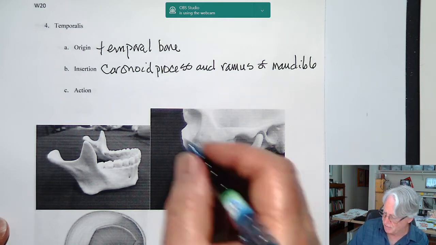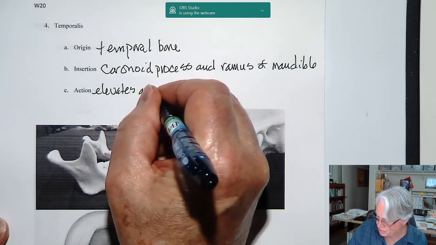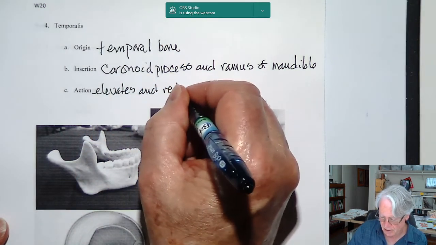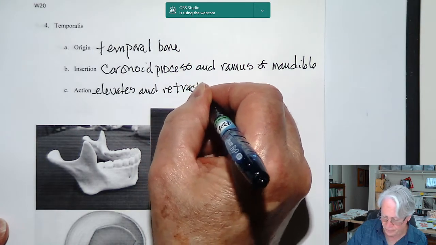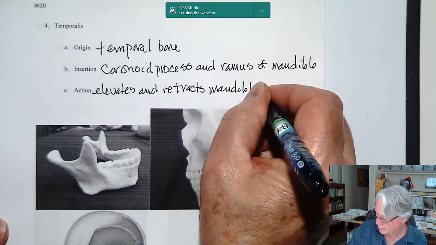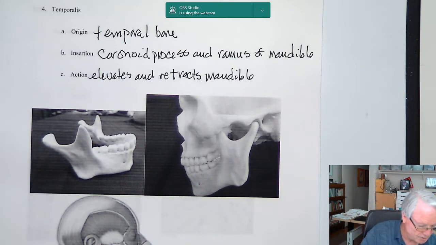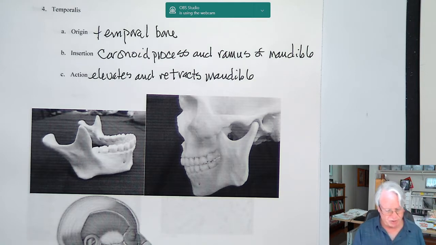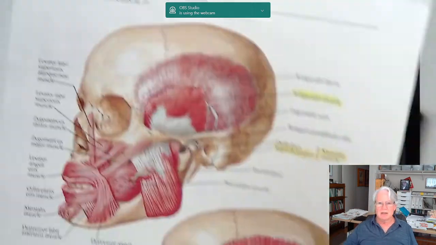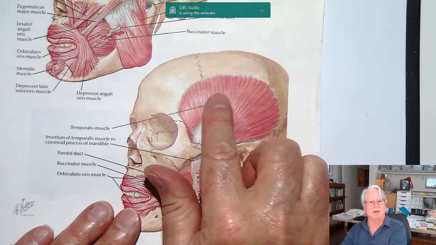And the action is elevates and retracts the mandible. Elevates and retracts the mandible. Okay, so let me get a couple of good pictures of that. And we're coming back to this original picture here, the one we used. Here is the temporal bone, and there is the temporalis muscle.